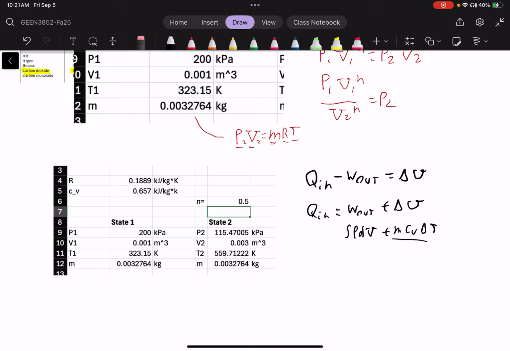For the work output, I could solve this integral, but it's going to be a little bit tricky for these different values of n. Lucky for me, these are in the NCEES equation book. I'm just going through the NCEES equation book, and I can look at closed thermodynamic systems. It's right at the start of the thermodynamics section, and I'll paste in these equations here.